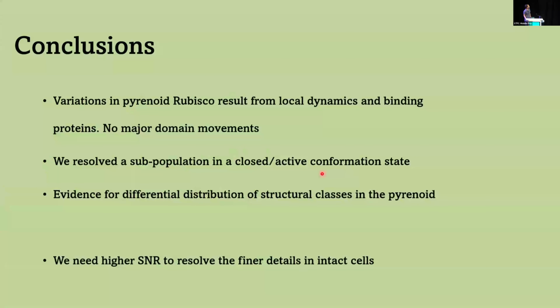Okay, so to conclude, we see localized variation in pyrenoid rubisco, corresponding to local dynamics and maybe some binding proteins, but we don't see major domain movements. We resolved a closed conformation active state, and we see evidence for differential distribution. And maybe the main conclusion here is that we need higher signal to noise in these tomograms in order to see the finer details. This is a bit disappointing, but this is the way to go.